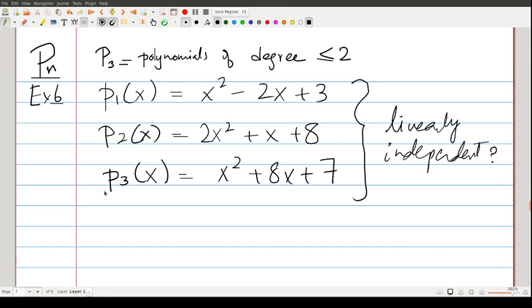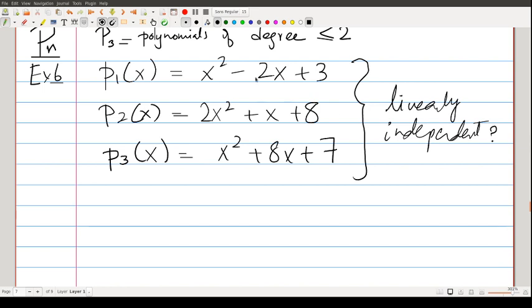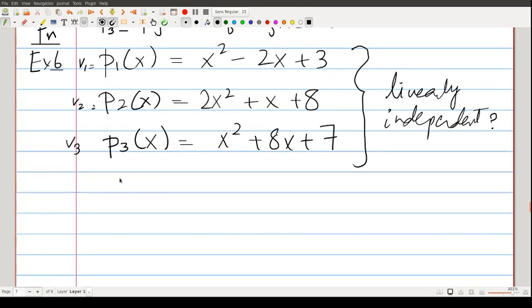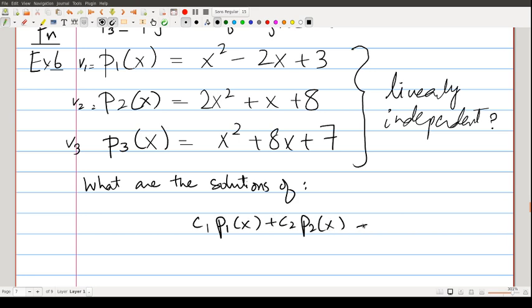right? And so this is of course a vector space, and the question is, are these three vectors, so this is the first vector, let's call it v1, v2, v3, linearly independent? The question boils down basically to this: what are the solutions of the following: c1 p1(x) plus c2 p2(x) plus c3 p3(x) equals 0. You make a homogeneous equation, right?